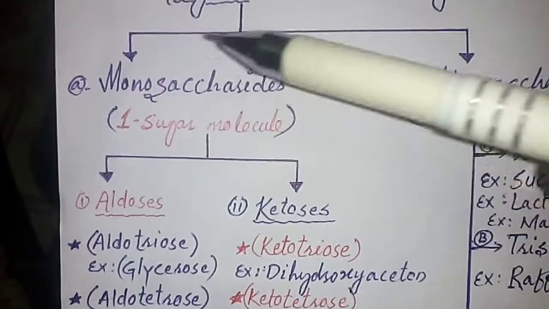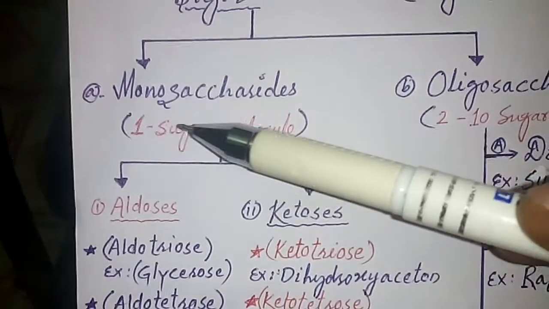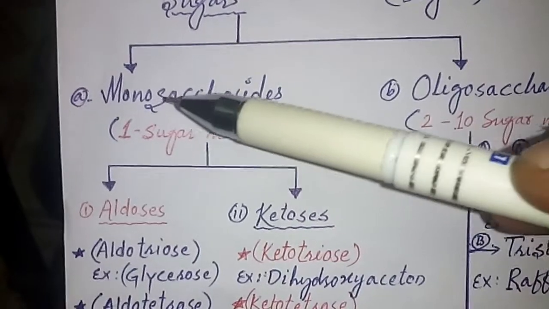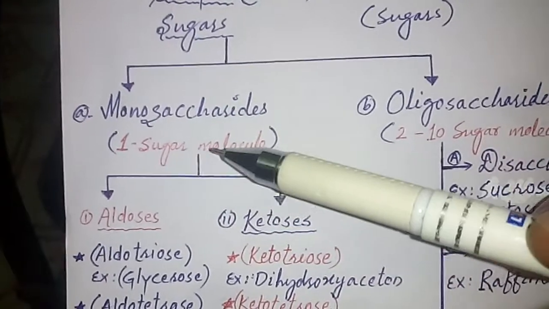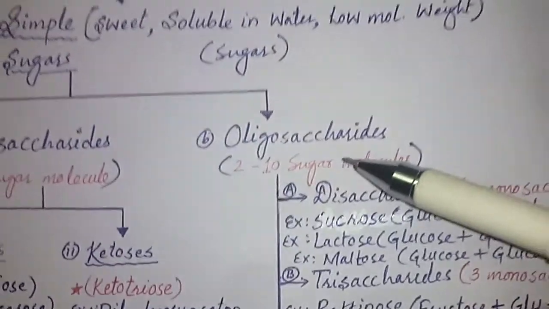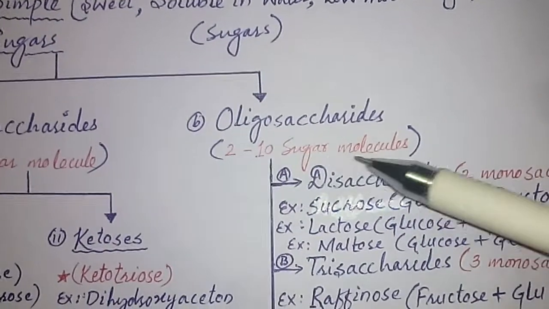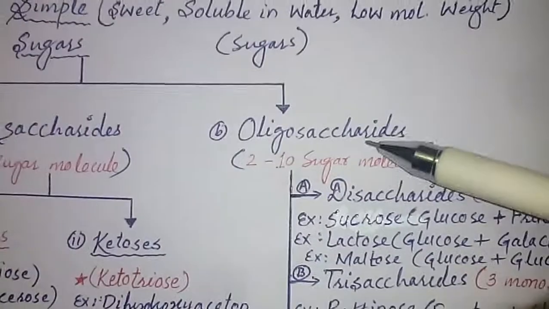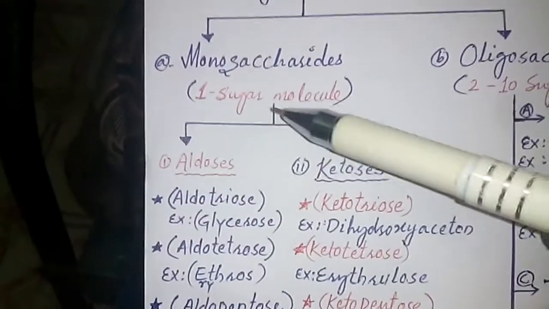The monosaccharides are those type of simple sugar which consist of only one sugar molecule. Mono means one and saccharide means sugar molecule. While the oligosaccharides are those type of simple sugar which contain 2 to 10 sugar molecules, means there are 2 to 10 sugar molecules in this type of simple sugar known as oligosaccharides. Let's see the detail of the monosaccharides.